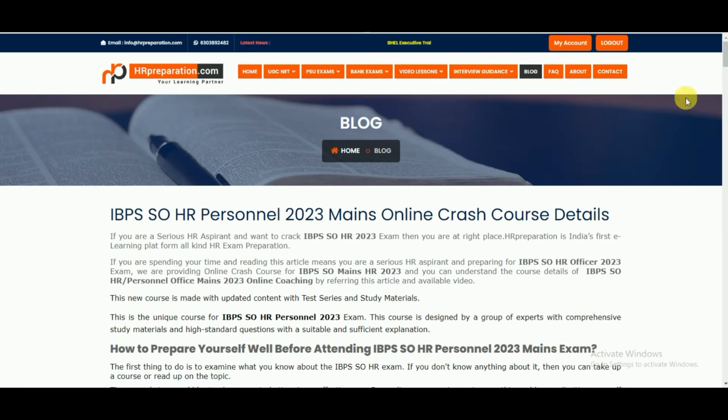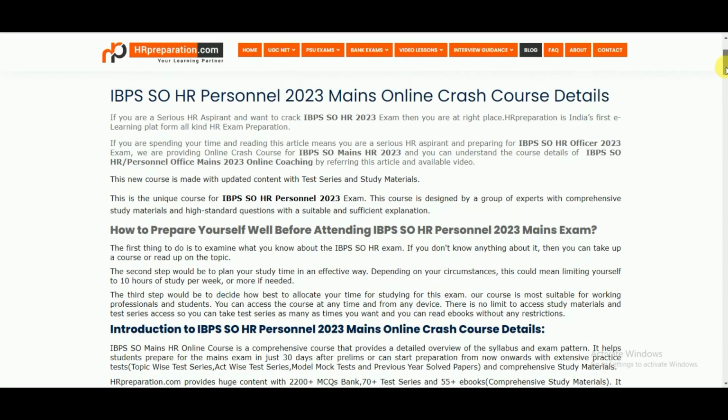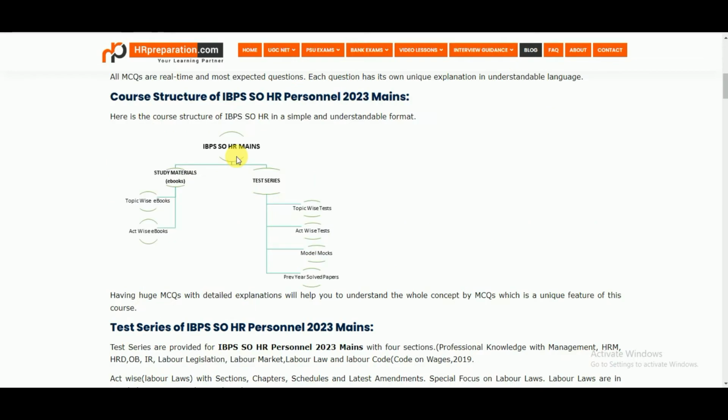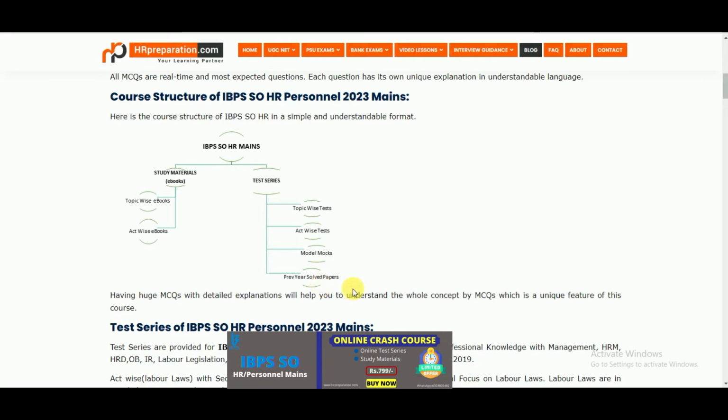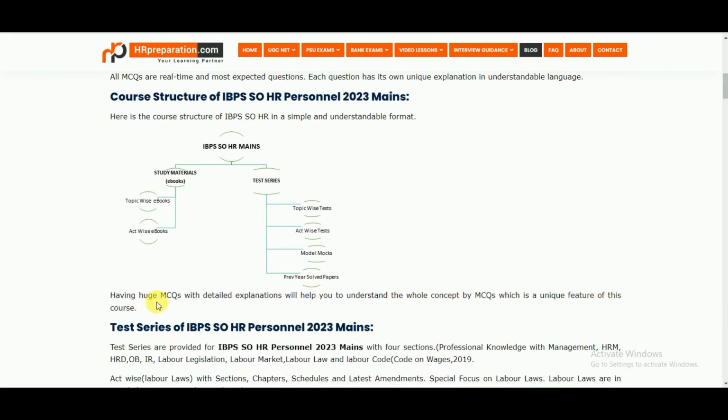Let's look into the course details. This article will help you to understand the course structure. This diagram represents the course structure. Here are the study materials and test series. We cover topic-wise and act-wise study materials. Under the test series, we provide topic-wise, act-wise, model mocks, and previous year solved papers with detailed and unique explanations. We will take you through the real-time view also. End of this article.